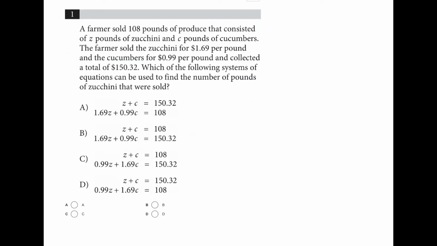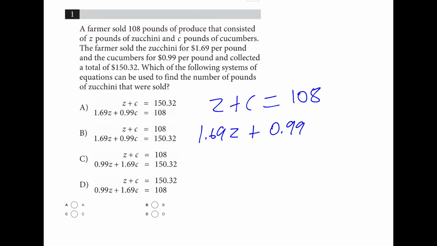So with this one, I'm going to have two equations, the money equation and the total pounds equation. So we'll say z pounds plus c pounds is going to equal 108. And then $1.69 for zucchini and 99 cents for cucumber is going to equal a total of 150.32. So the top equation, I include pounds of this, pounds of that, pounds total. The bottom equation is price per pound, total price.